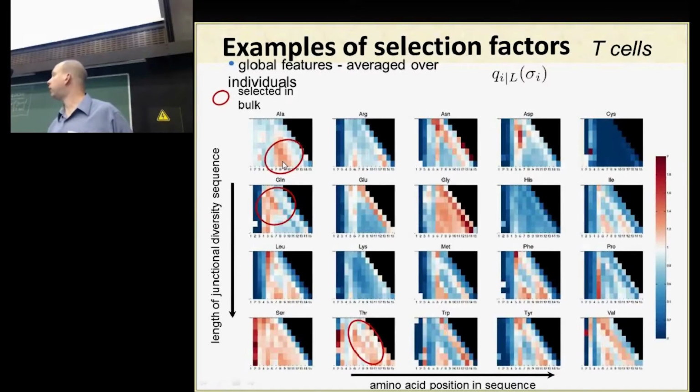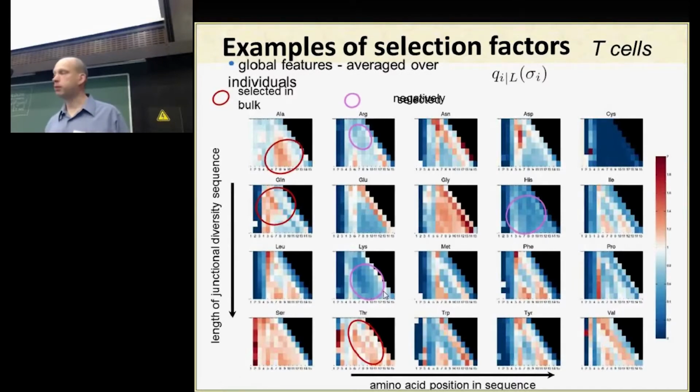only when the sequence is long enough. But when the sequence is short, it's all blue, and it becomes red only when the sequence is longer. And there are other amino acids which are similar in this respect, but other amino acids are just generally selected against, especially histidine and zinc.